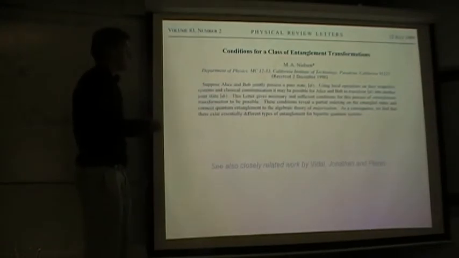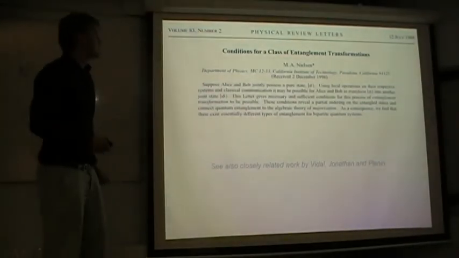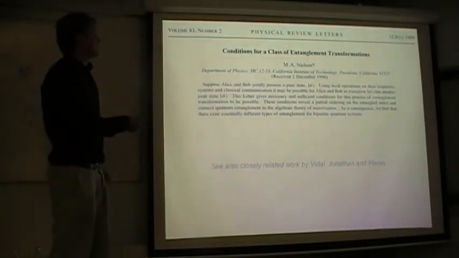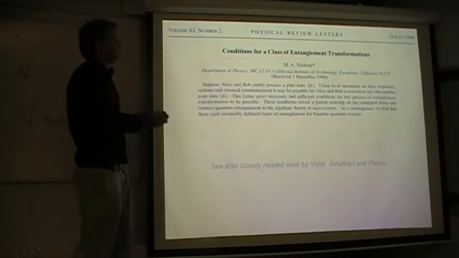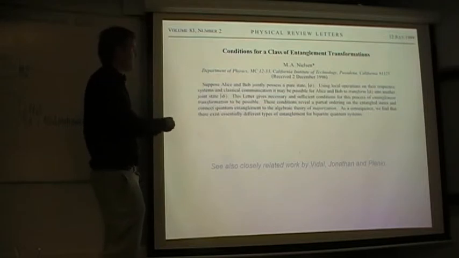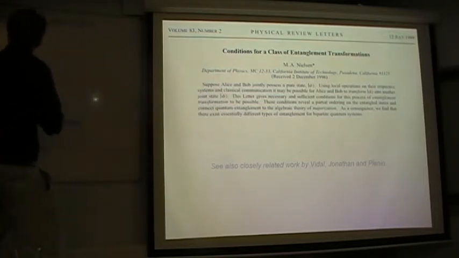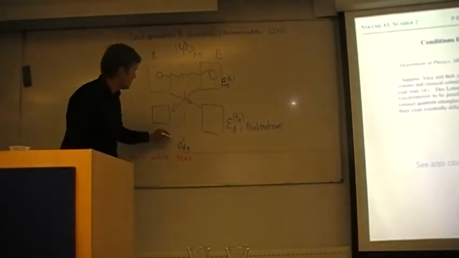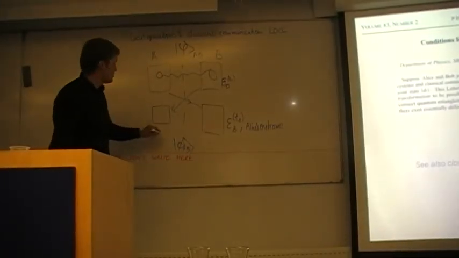So he says, okay, suppose they possess a pure joint state, and they can use local operations on their respective systems and classical communication. And their aim is to transform this state into another state, phi. So at the end, they want to have this state phi AB shared between them here.